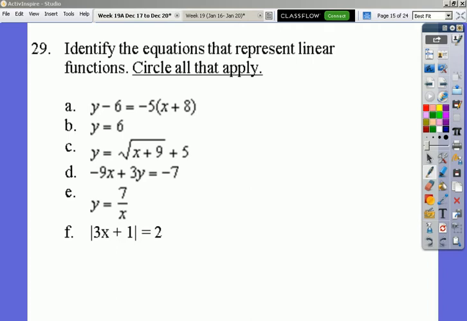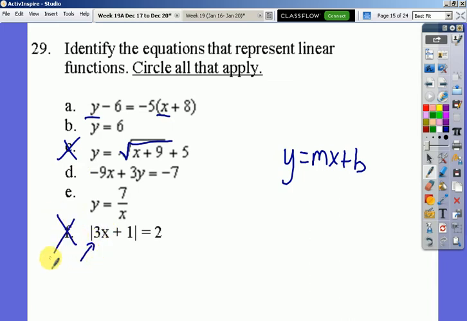The first way to tell if it's a linear equation is to see if it fits the form y equals mx plus b. Remember, you're going to have to do some rearranging. For this first one, we have a y and we have an x. If I have a radical, that's a no. If I have bars around it, an absolute value, that's a no. If I have an x on the bottom, that's a no. The x has to be on top. So we have to decide between A, B, and D.